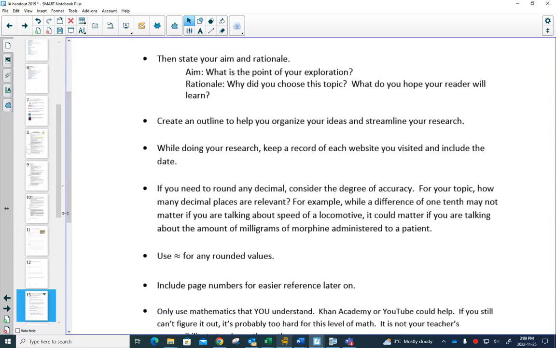Create an outline while you're doing your research. What are the topics you want to do? And then you can just sort of, you know, these might be sections of your paper. I want to show this, show that, and I want to show this, and fill that out.